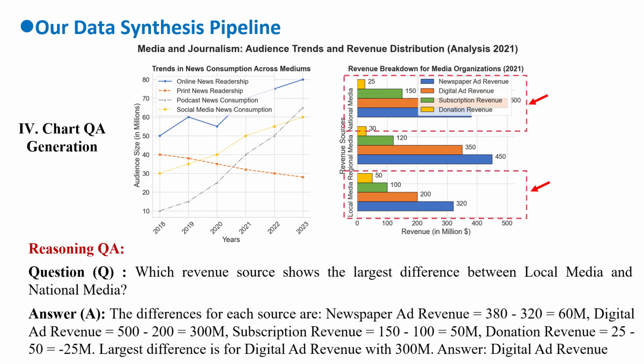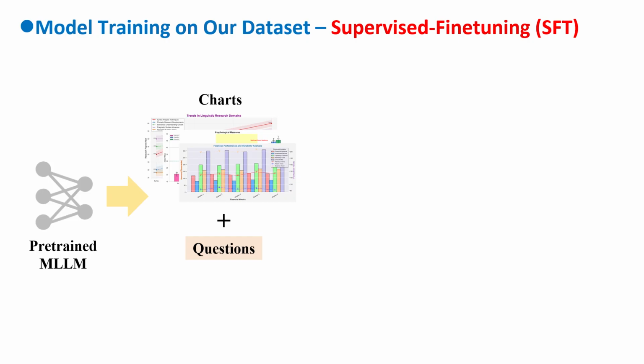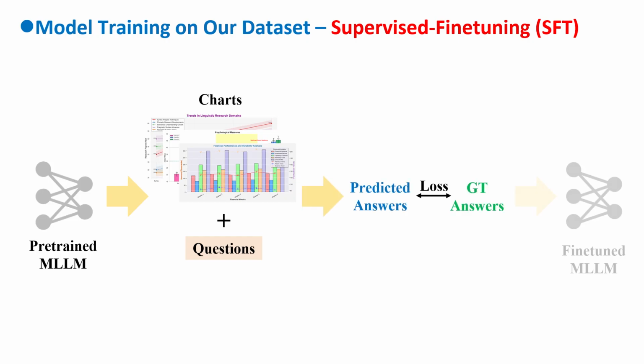Now, how do we train our model? We fine-tune a pre-trained multimodal large language model on our chart image QA pairs with standard SFT. The structural diversity teaches both perception and reasoning. To further test the progress, we built our own benchmark.